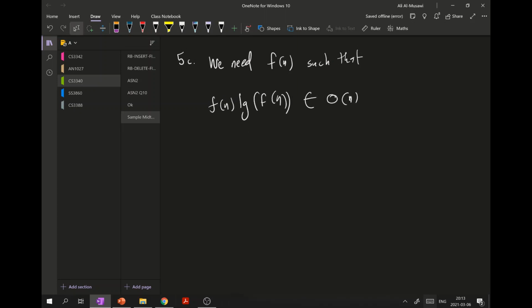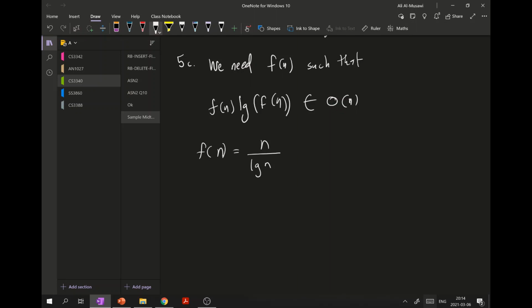So what do we do? Notice that we could pick f of n to be square root of n, for example, but that's way too small. We could do better. In fact, the best that we could do is f of n equal to n over log n, and we'll have some cancellations happen. This is engineered so that we could have cancellations.